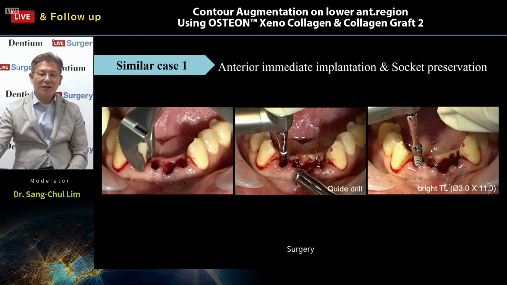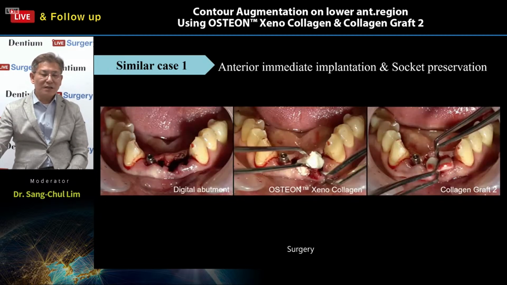Okay, the extraction of the lower anterior teeth. Between canine to canine, all anterior teeth were extracted, and then drilling, osteotomy for implantation, and installation of the Bright tissue level implant by simple osteotomy protocols. Normally in the lower anterior area, diameter 3.0 with a length of maybe 9 or 11 is optimal. Sometimes we can use a little bit narrower diameter, 2.5.